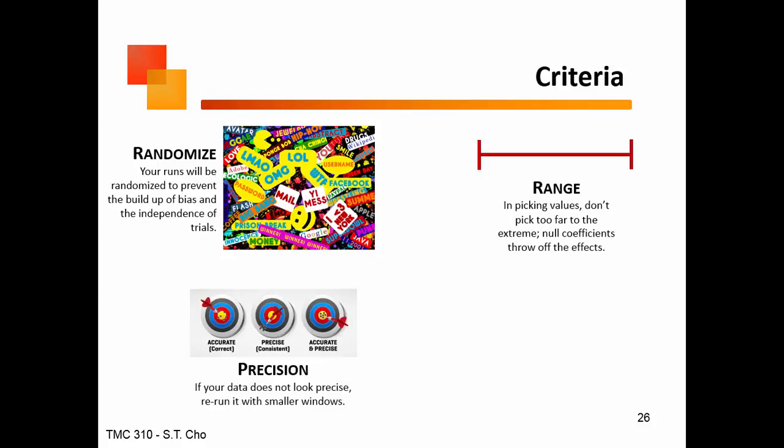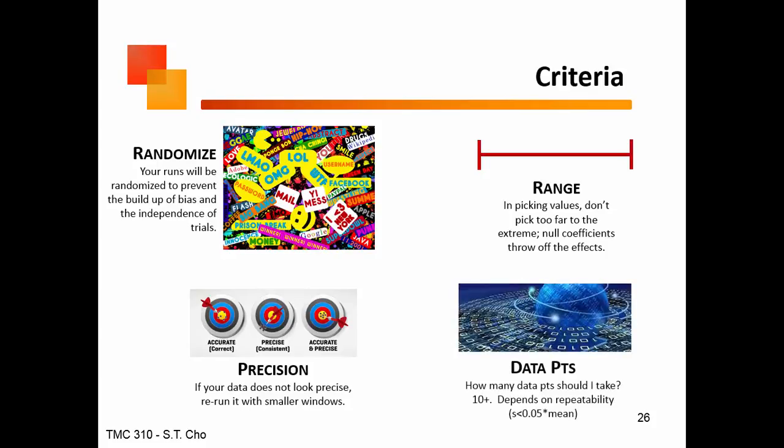If your data doesn't look precise, like for example, I pick an age range from 10 to 80, well, nothing seems to be really going on. So I'm going to tone it down. I'm going to make it 20 to 60. And so you can have more precision.